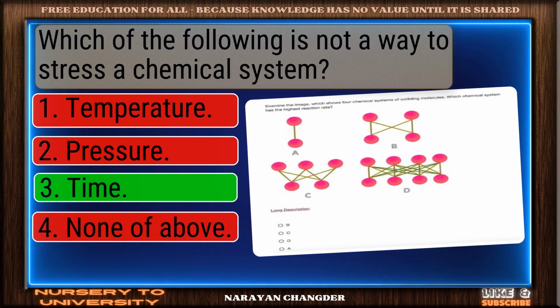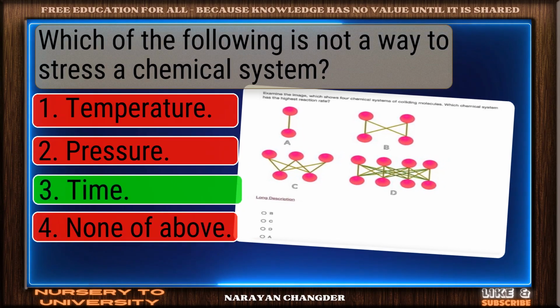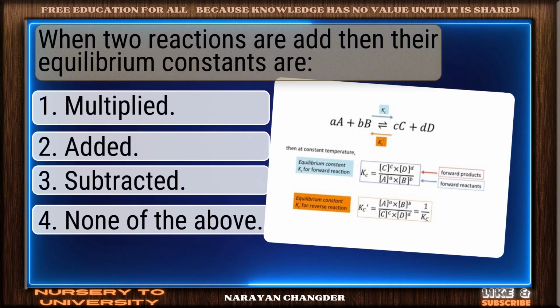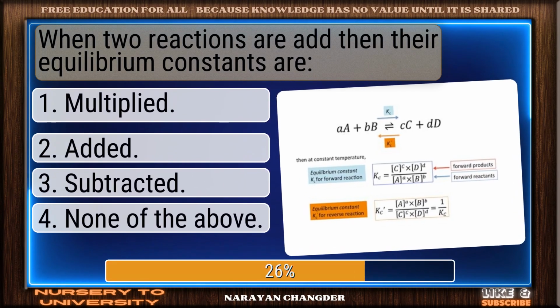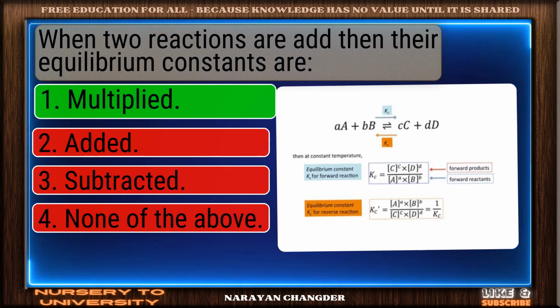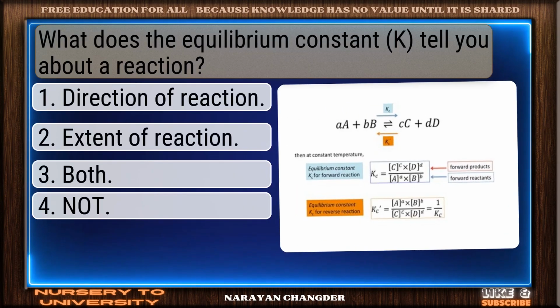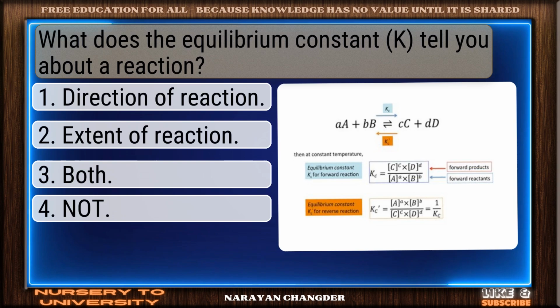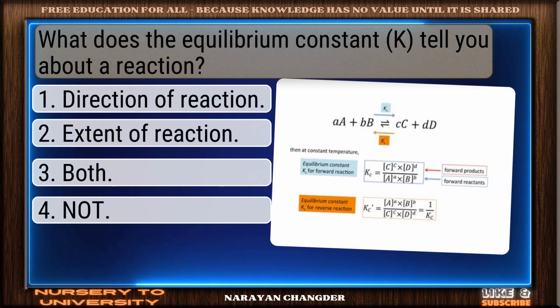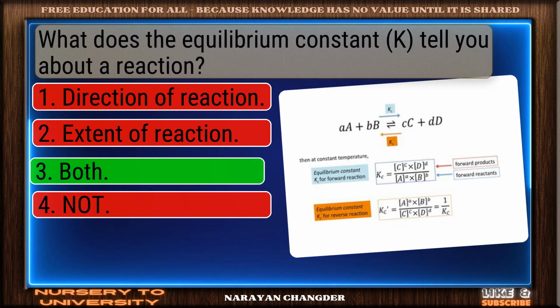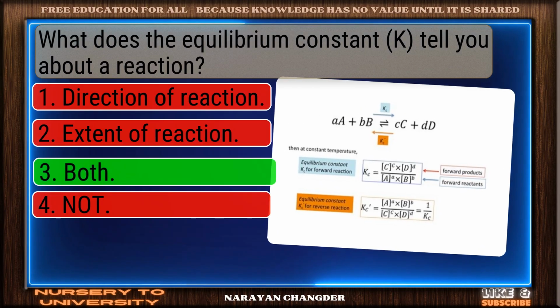Smart pick. Time is the correct choice. When two reactions are added, then their equilibrium constants are... Valid point. Multiplied is true. What does the equilibrium constant tell you about a reaction? Nicely done. Both is a solid answer.